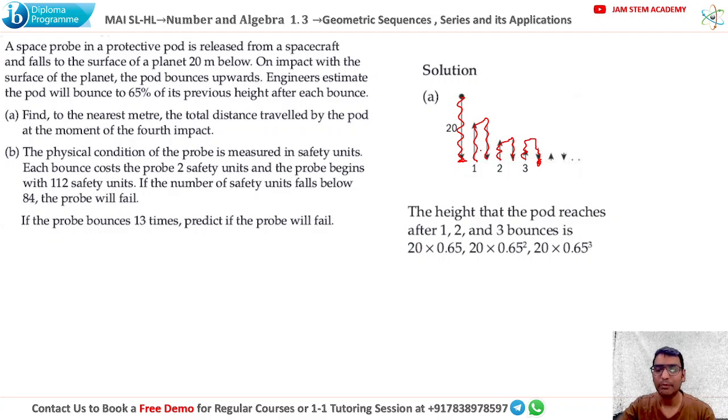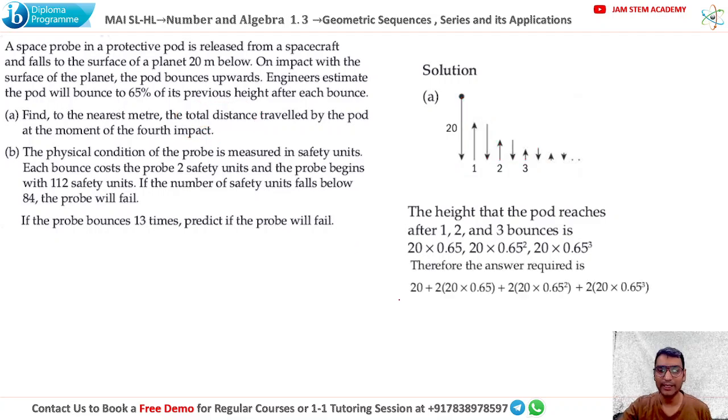So what can I do? I can simply add up all these distances covered by the probe. So that will be my final distance for the fourth impact. In order to calculate that, simply take 20 plus twice of 65% of 20 plus twice of 65% of previous plus twice 65% of previous. So in this way, I'm taking four terms, right? Now, either you can use your GDC to give you this value, or you can use the sum of the first four terms of the GP, geometric sequence or geometric progression.